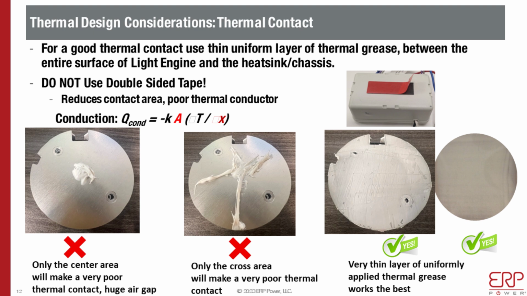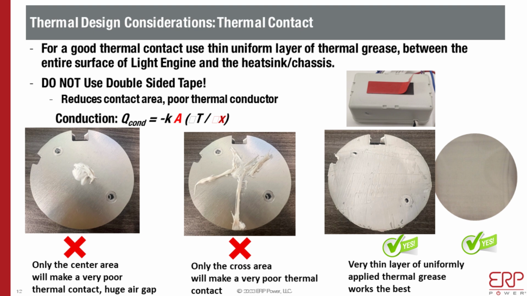So the one at the bottom left, I've seen some people put a big blob and then tighten up the screws. What happens is you're going to have only a small percentage of the bottom of the module making thermal contact with the heatsink or the chassis, and the rest of it is basically as if it doesn't exist. So that has two parameters there.